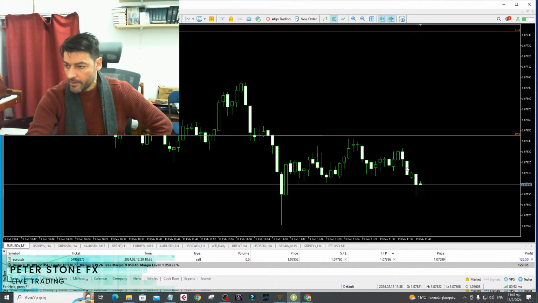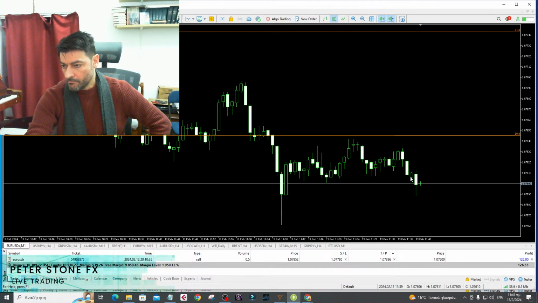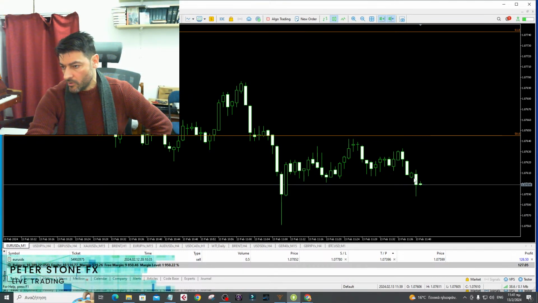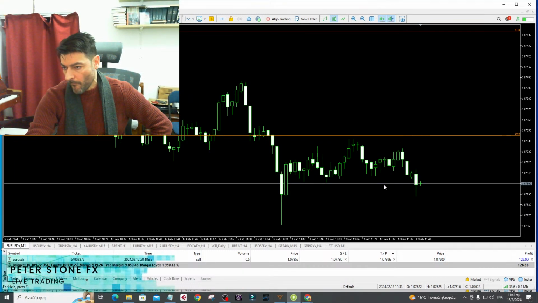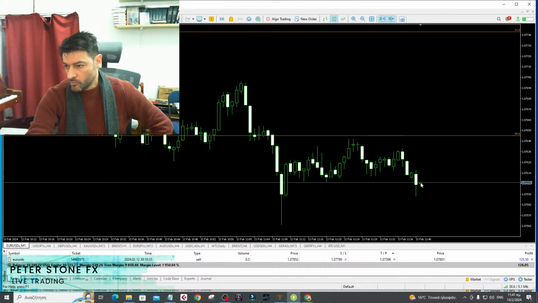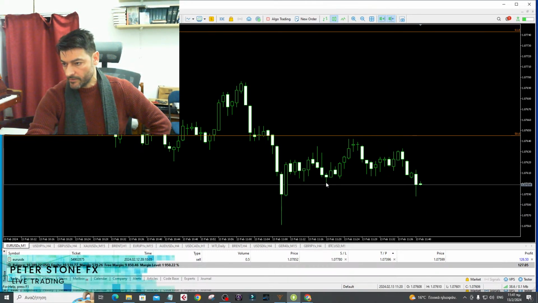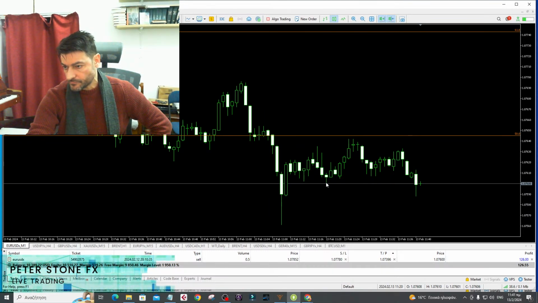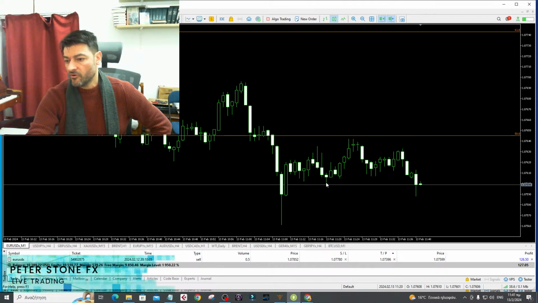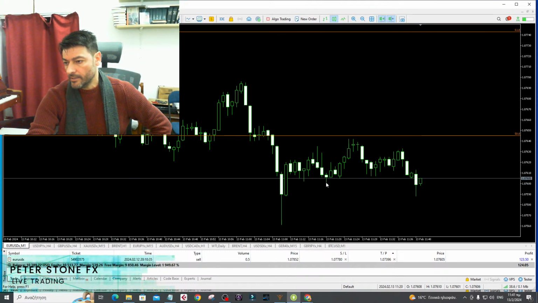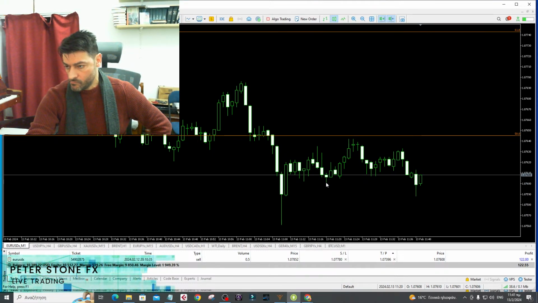Small fair value gap here, and the wick of the candle has touched it. Small mitigation block here. So it will drop as soon as it touches this wick. Yep, you see, boom, boom. The thing is how far down it will go.